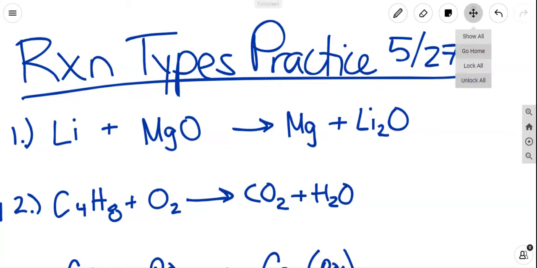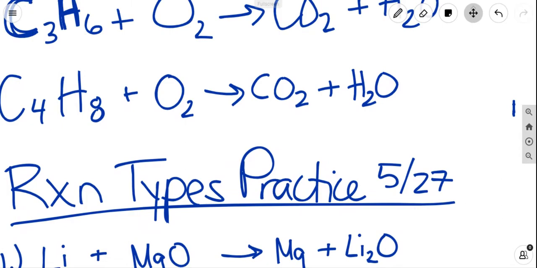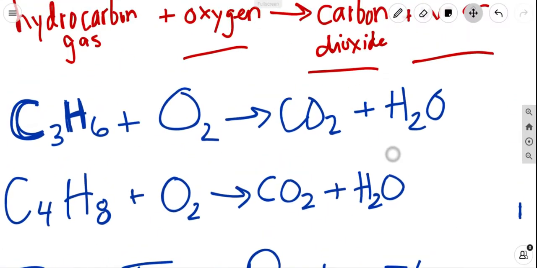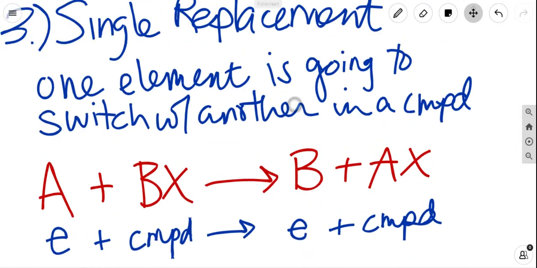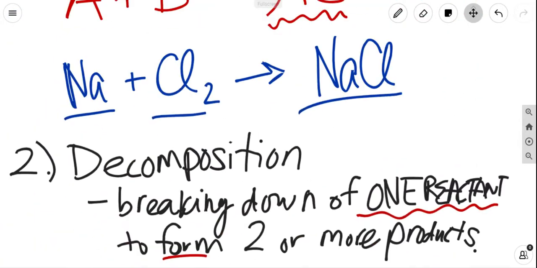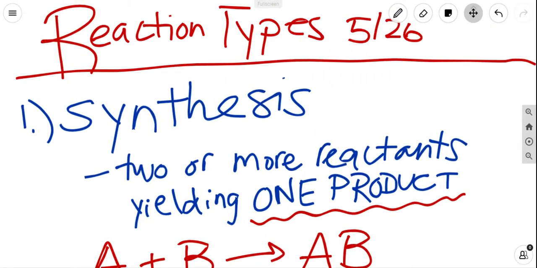Good morning, chemistry students. Today we're just going to do a little bit of practice on this whiteboard for reaction types. So just going through yesterday's lesson really quick, there were 5 different reaction types.